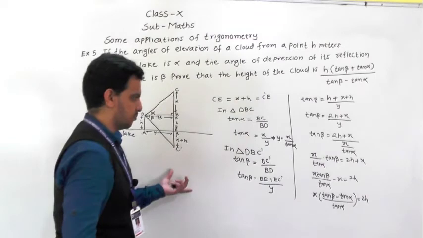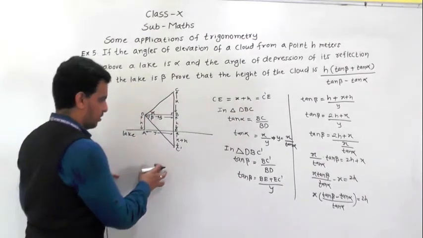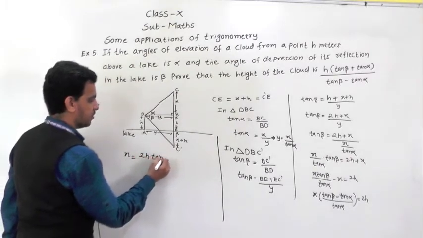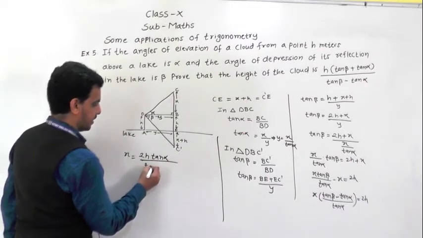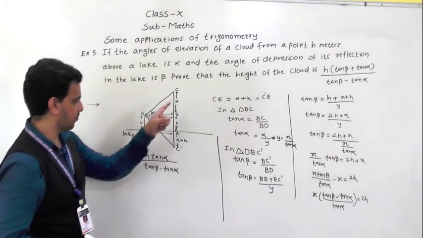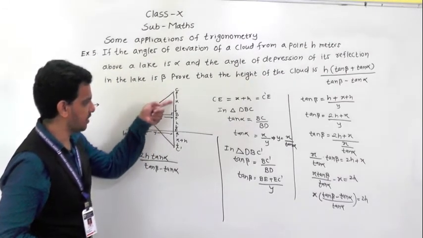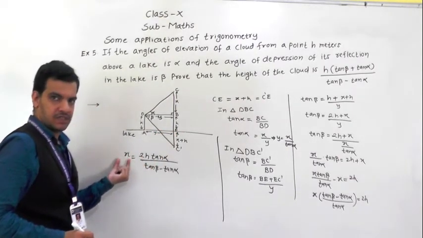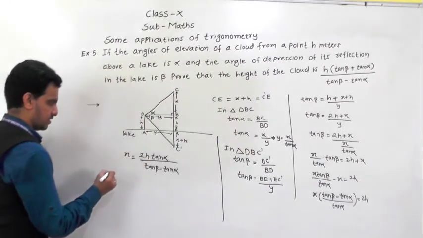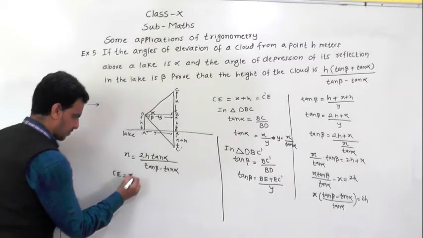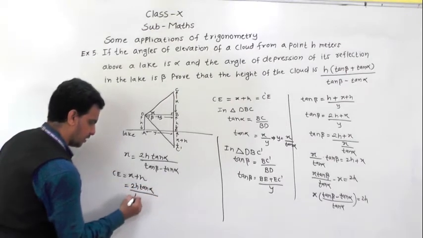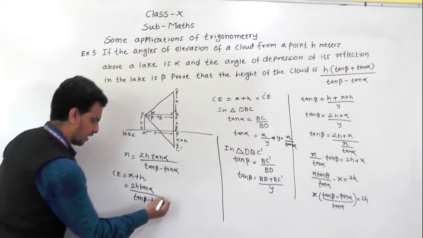If we simplify this one, we get X is equal to 2H tan alpha upon (tan beta minus tan alpha). So this is the value of X. Now we have to find the value of CE. CE is X plus H. We have the value of X, now we add the value H, so we will get the height of the cloud. So CE is equal to X plus H, that is 2H tan alpha upon (tan beta minus tan alpha) plus H.